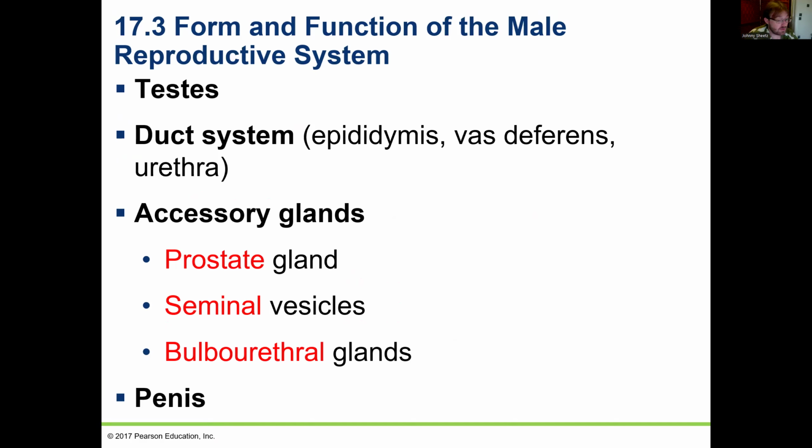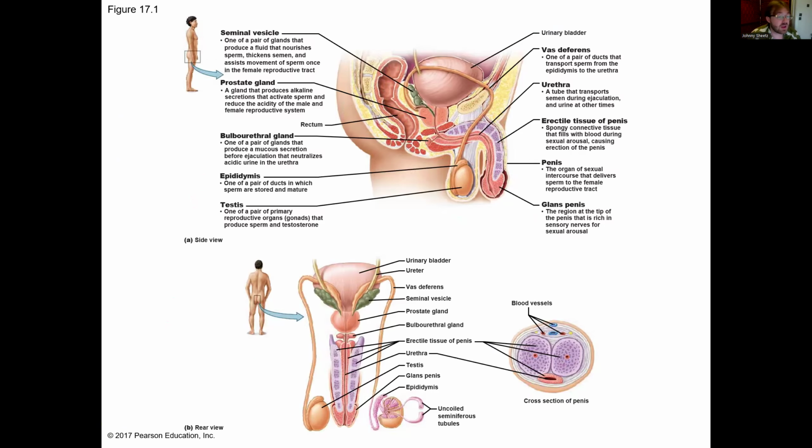And then we also have accessory glands: the prostate gland, the seminal vesicles, and the bulbourethral gland. And then, of course, you have the penis. So let's have a look at this diagram here. The seminal vesicles, the prostate gland, and the bulbourethral gland are all going to be emitting secondary chemicals that help maintain the longevity of the sperm.